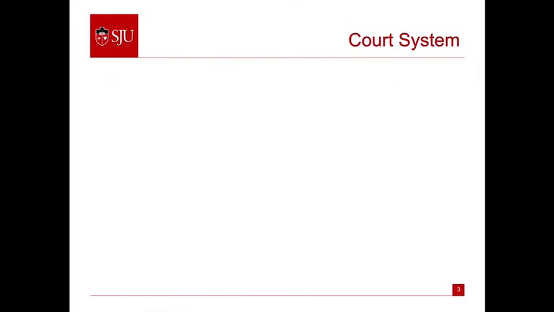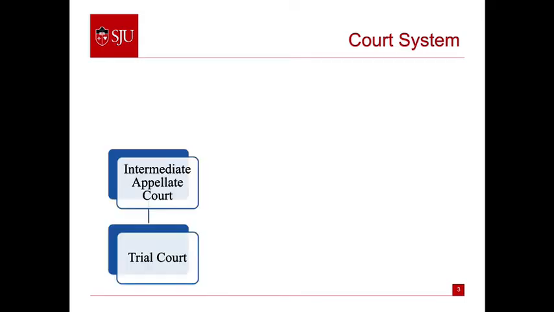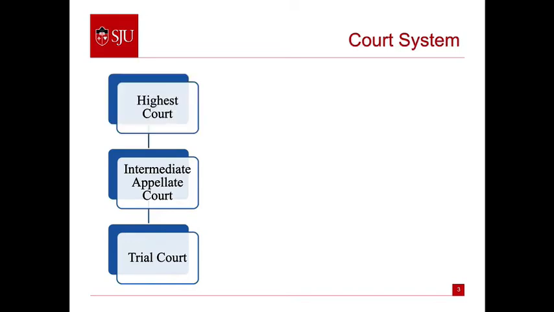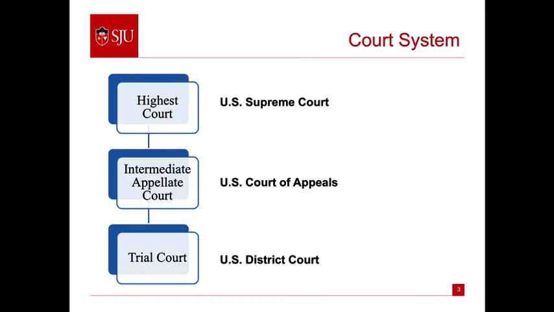So we'll begin with just a reminder of where appellate courts sit in the overall process in litigation. Ordinarily, 99.999% of cases do not start at the appellate court level. Instead, they start at a trial court level. From there, the case proceeds to an intermediate appellate court and then finally to the highest court in the jurisdiction. So in the federal system, that's the U.S. District Court, then the U.S. Court of Appeals, then the Supreme Court of the United States.